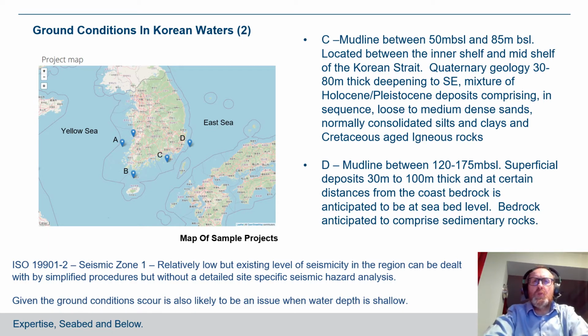Moving around the coast to Sites C and D, which are in the Korean Strait and also in the East Sea, the ground conditions are again quite similar. The difference here is that the water depth is more. It's about 85 meters at C and over 100 meters at D. And the depth of the superficial deposits again is a bit more, between 80 meters and 100 meters. Slight difference at Site D is as you approach the coast there is a risk that bedrock also comes to the surface and will comprise sedimentary rocks.